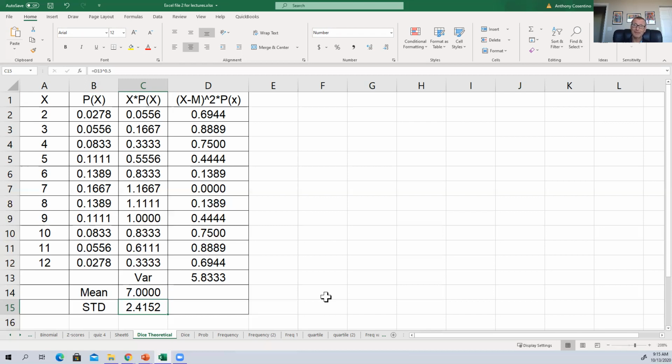A lot of the probabilities that are high are close to the mean, right? 6 and 8 are the next highest, but we do have some extremes all the way down to 2 and all the way up to 12. So if you think about it, that standard deviation should feel right as well.